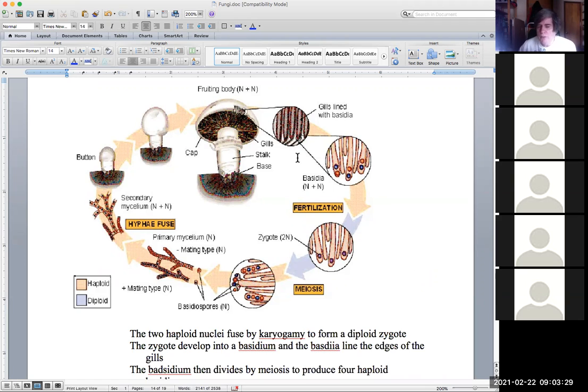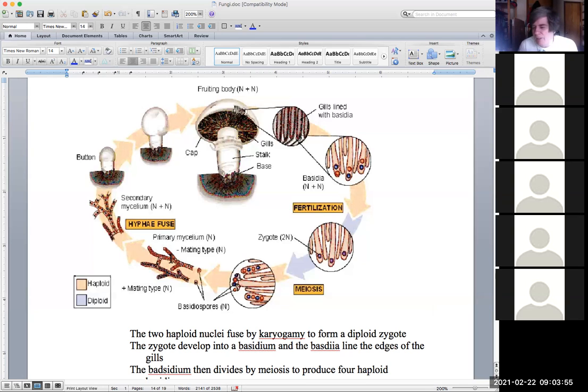So when we look at the mushroom, the part that's underground is the part that feeds. These are the hyphae that absorb the nutrients. And if we look at this, this is the primary mycelium. And the primary mycelium can divide and make hyphae that are two different mating types.